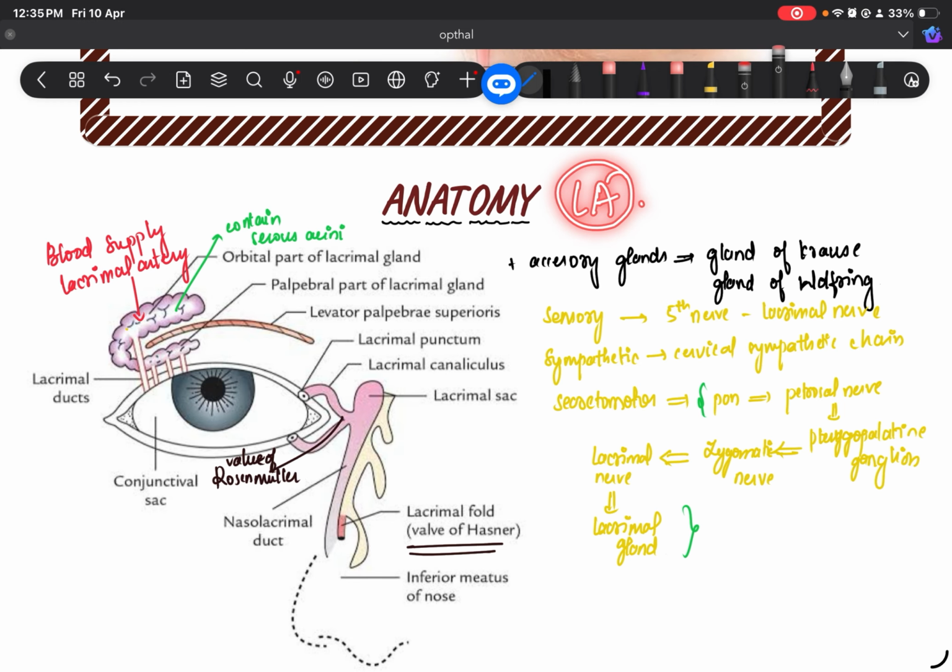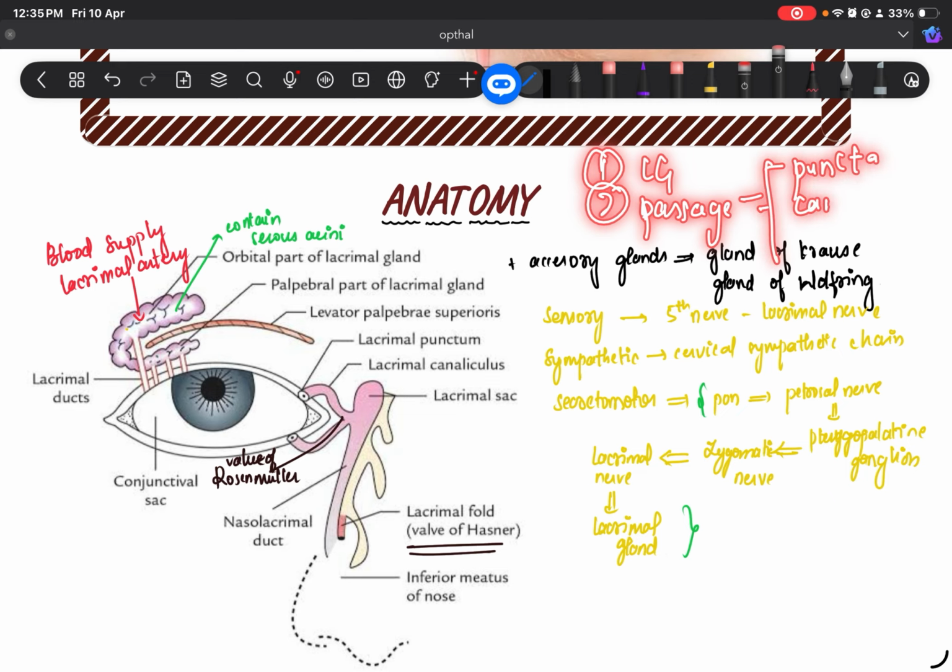Now coming to the anatomy of the lacrimal apparatus. Lacrimal apparatus contains first lacrimal glands, second and the passage system. The passage system contains puncta, canaliculi, lacrimal sac and also nasolacrimal duct. Now coming to each structure in detail.